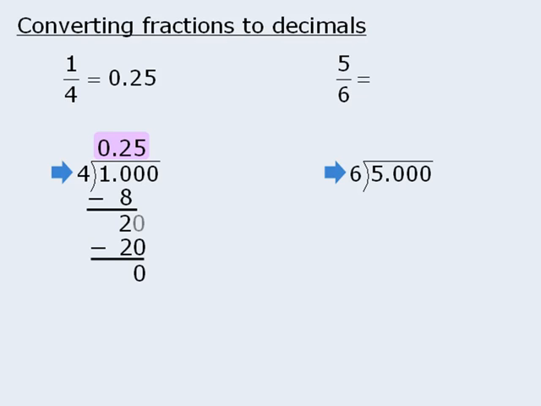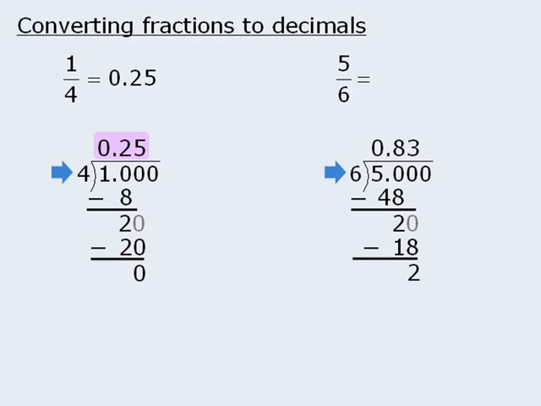When we do this, we see that 6 does not divide into 5, but it does divide into 50 8 times. So when we multiply 8 by 6, we get 48, which we subtract from 50 to get 2. At this point, when we drop a 0 down, we see that 6 divides into 20 3 times. So when we multiply 3 by 6, we get 18, which we subtract from 20 to get 2.